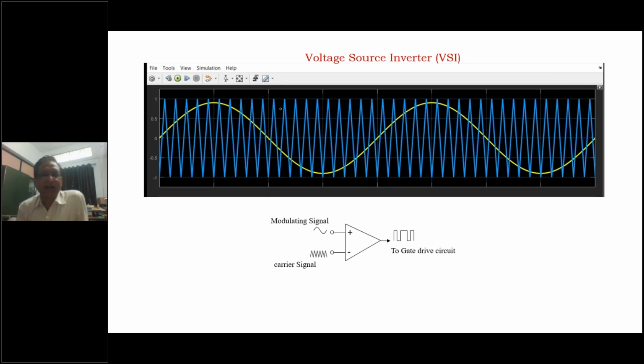Yellow color. Another color, blue color, is the carrier frequency. Carrier frequency is the switching frequency. So how many times the device, the IGBT, will switch on and off depends on the carrier frequency. Here I am taking an example: the modulating signal is 50 Hz and the carrier frequency is 1 kHz. Just a simple example. Now what should be the frequency?